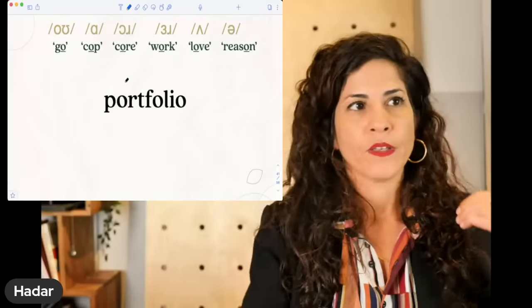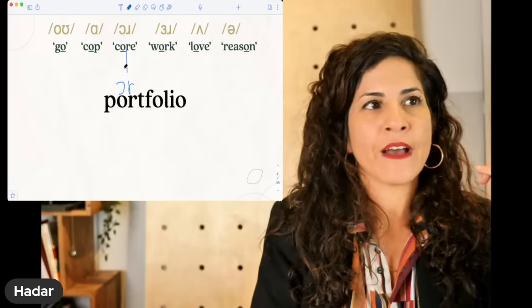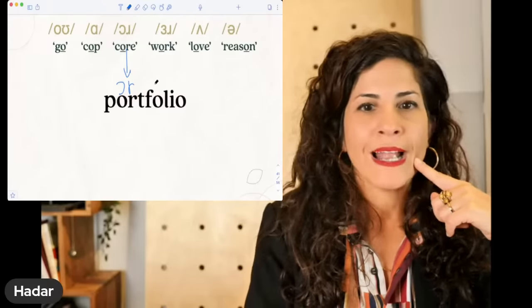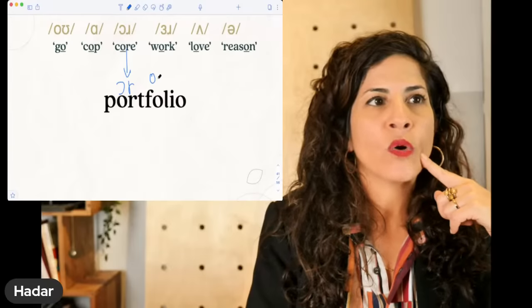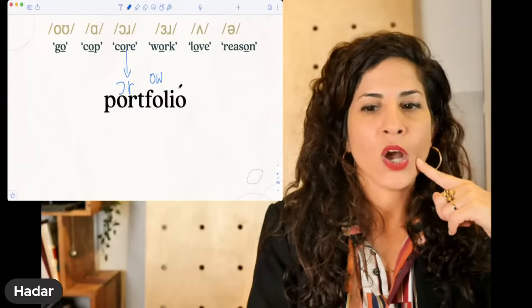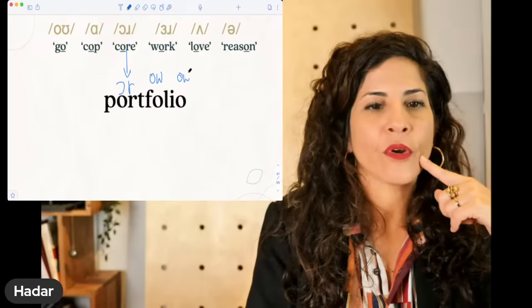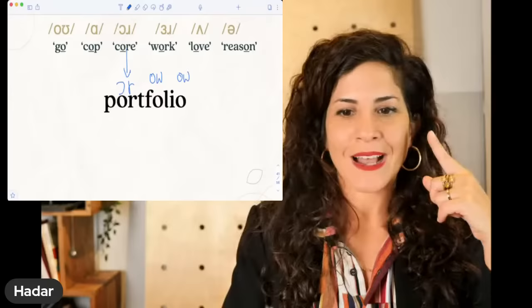Portfolio. So the first one is the or as in core, because we have an R right after. Port. And then we have fo, O as in go, Leo. And then another O. Portfolio. Just listen to the sounds.